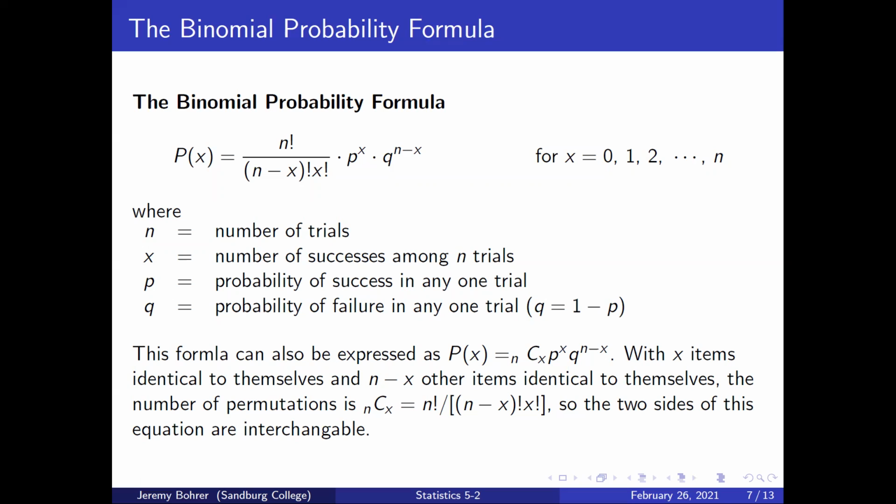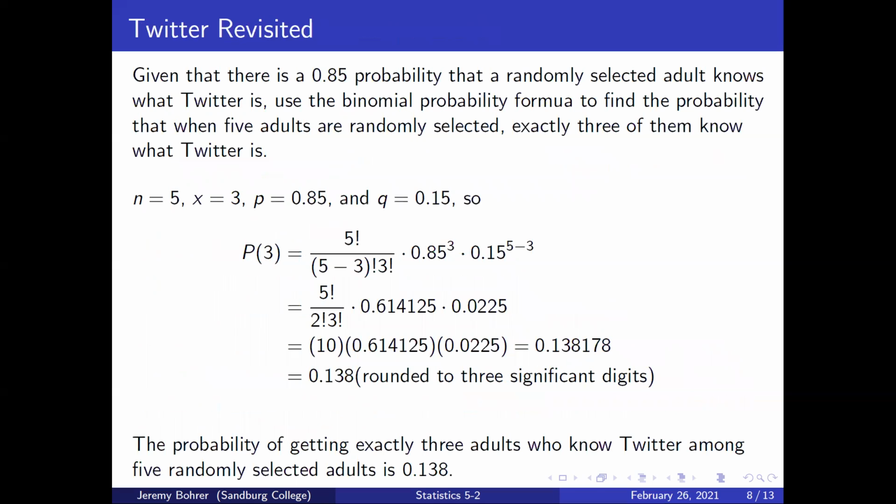The formula can also be expressed as p of x equals n choose x times p to the x times q to the n minus x, with n items identical to themselves and n minus x other items identical to themselves. The number of permutations is n choose x, which is n factorial divided by n minus x factorial times x factorial. So the two sides of this equation are interchangeable.